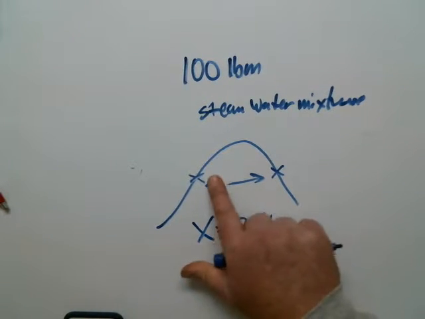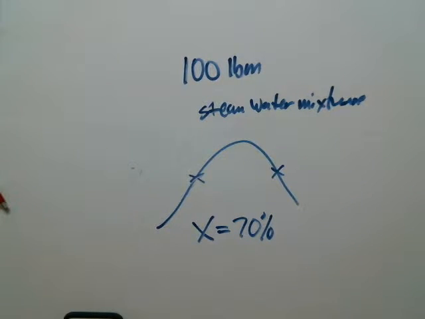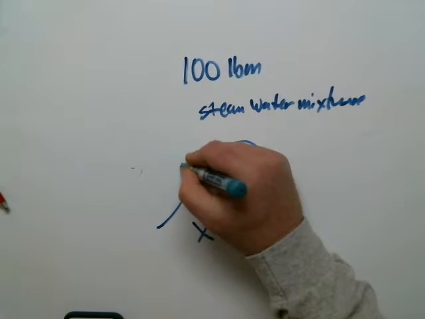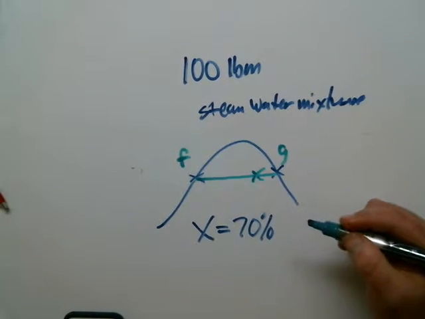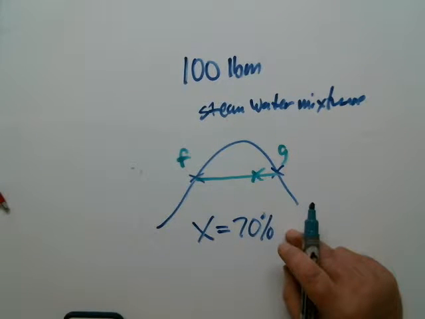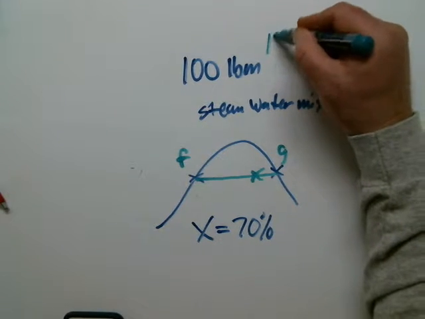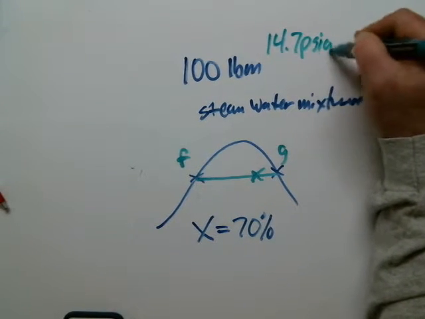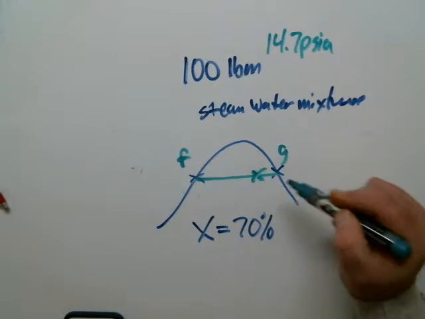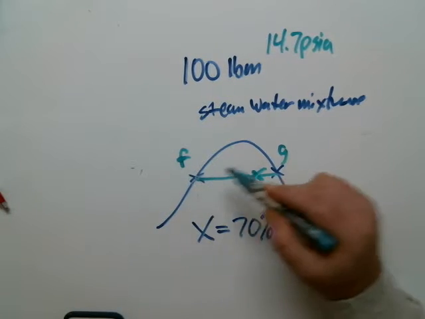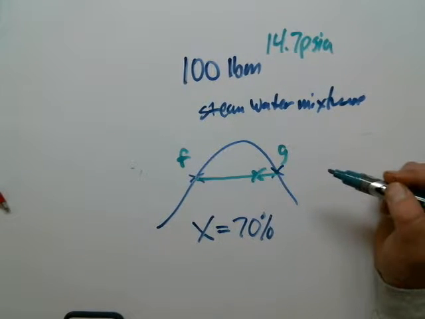70% along the h sub fg line is where I'm at. So this being F, this being G, I am 70% along the way. I know that. So quality equals 70%. It says assume that pressure remains constant and there is no heat loss from the mixture. It did tell me I'm at standard atmospheric pressure, so I'm at 14.7 psia at the beginning of this question. So I know which pressure line this is. And I'm 70% away from h sub f, or 30% away from h sub g.